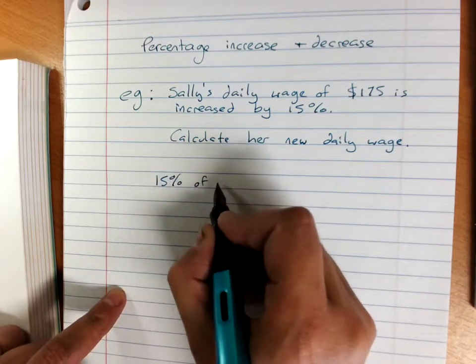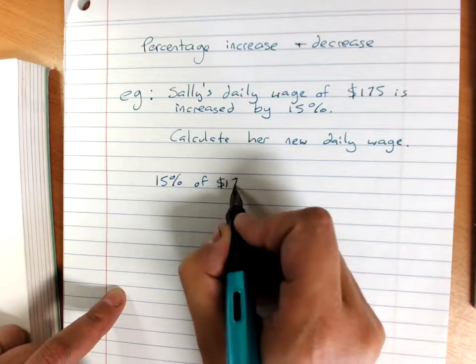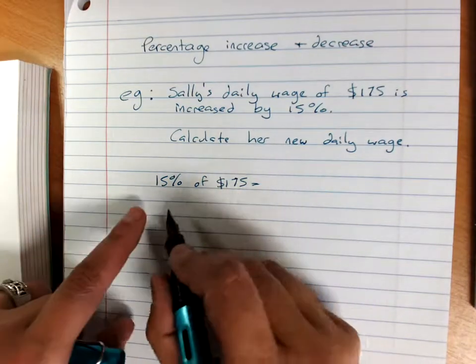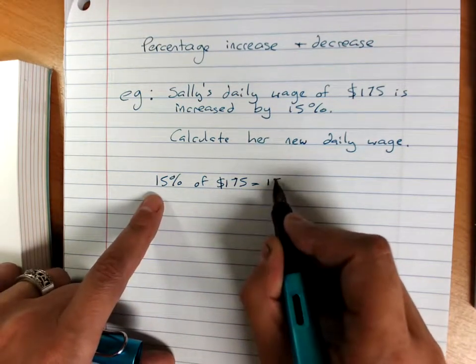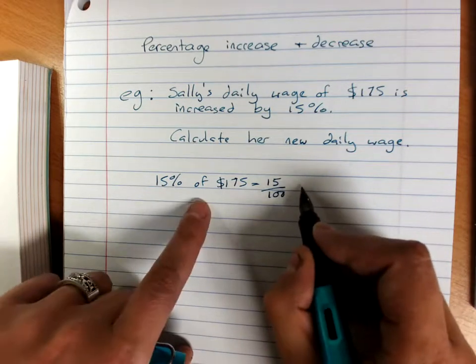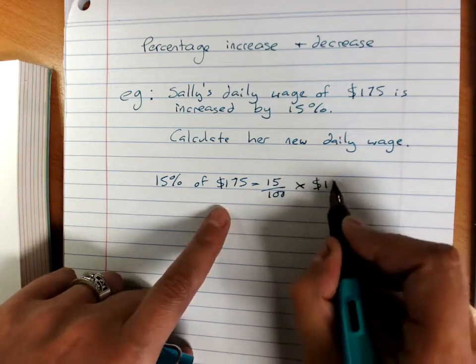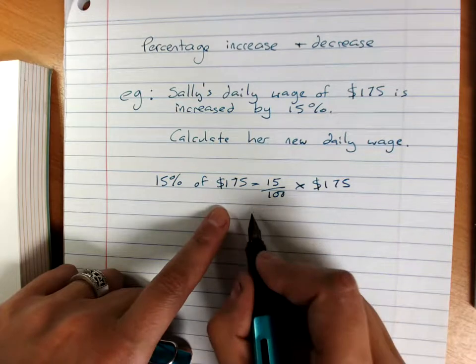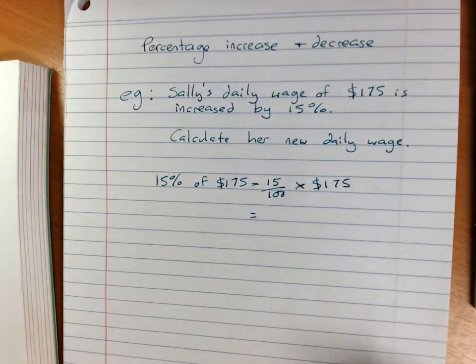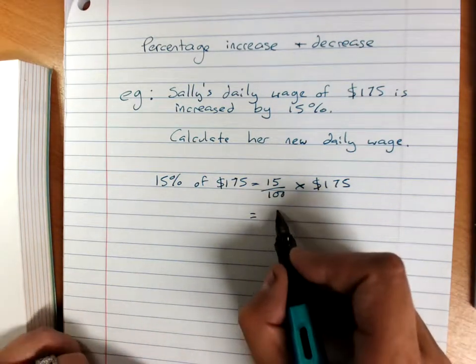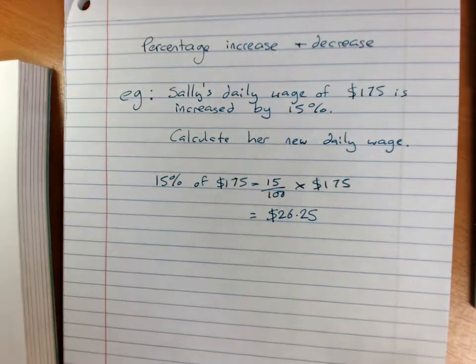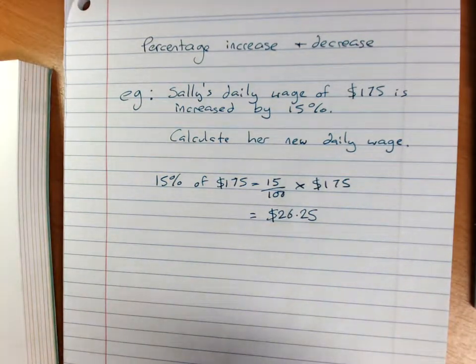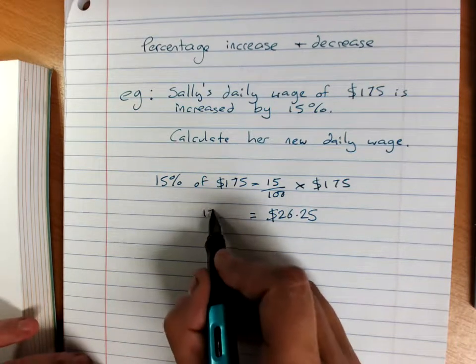15% of 175. This is one of those percent of an amount ones, so we change our percent to a fraction: 15 over 100, of is times, the amount. And grab our calculator, and I will cheat and work out that that is $26.25. Now that's 15%.